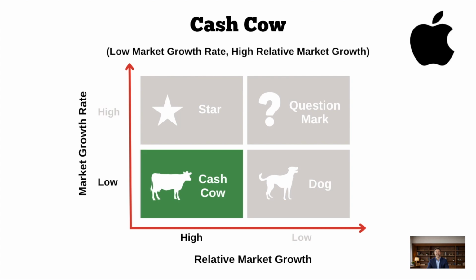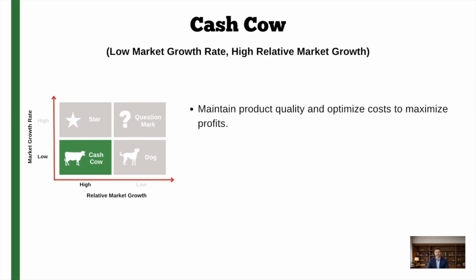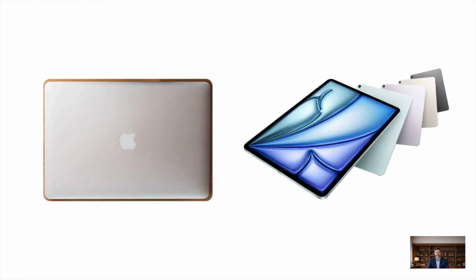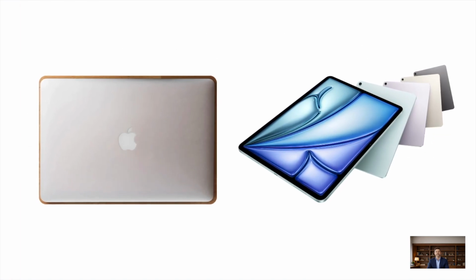Then we have cash cows. Cash cows have high market share in a slow-growing market. They generate steady profits and are often used to fund other products. The strategy is to maintain product quality, optimize costs, and use the profits to fund stars or promising question marks. Minor updates or complementary products can keep the market engaged. For Apple, MacBook and iPad are classic cash cows.